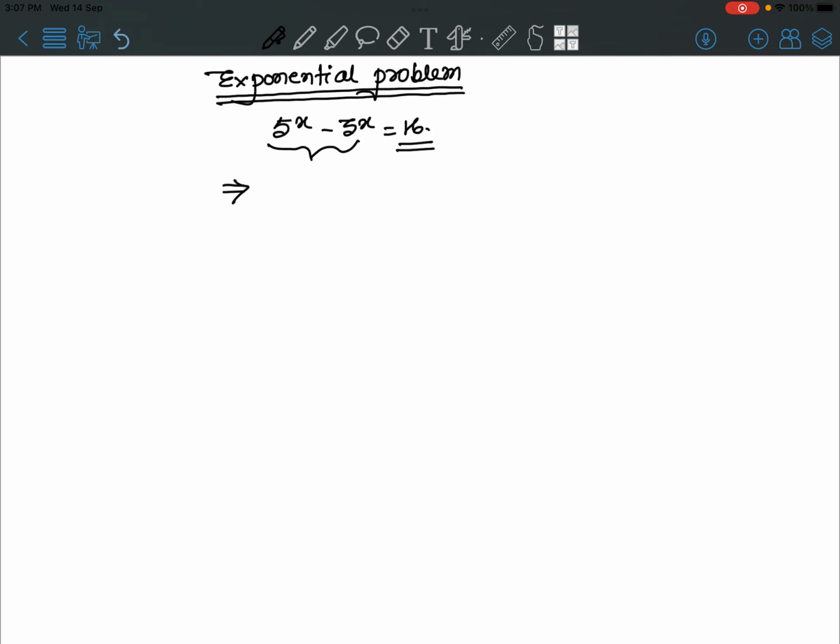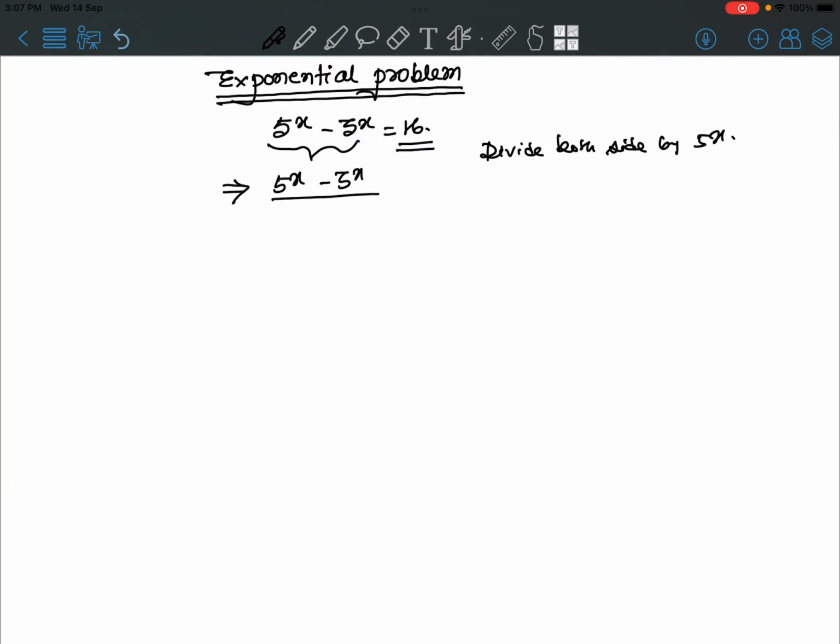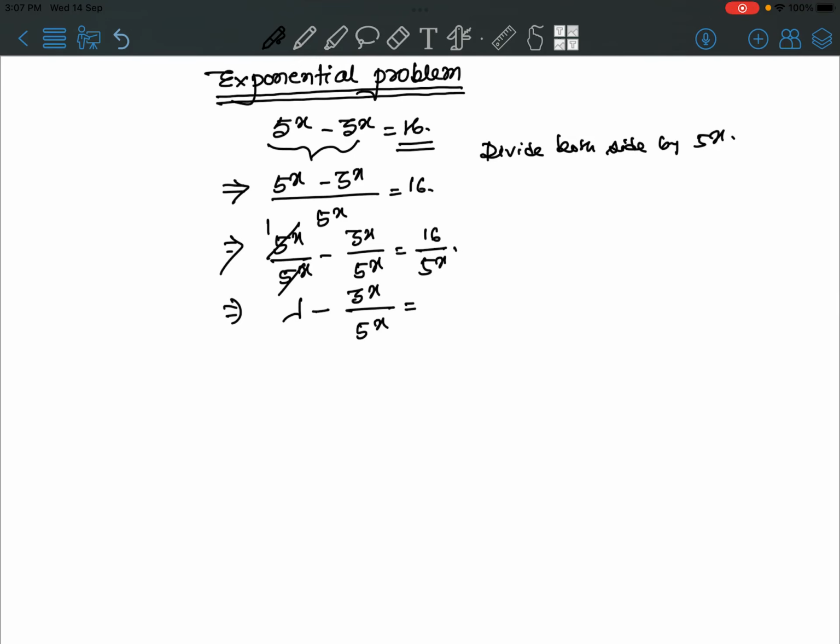To solve this problem, we are going to divide both sides by 5 to the power x. So let's divide: 5 to the power x minus 3 to the power x, divided by 5 to the power x, equals 16 divided by 5 to the power x. Now 5 to the power x divided by 5 to the power x turns into 1, minus 3 to the power x divided by 5 to the power x, equals 16 divided by 5 to the power x.